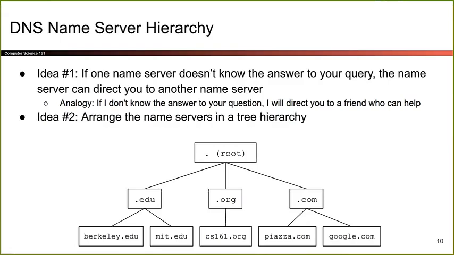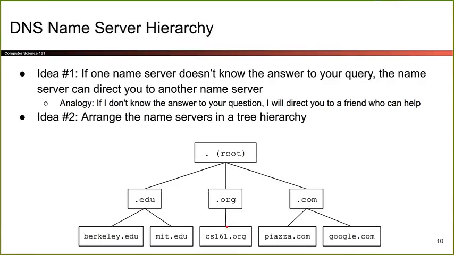And then the second idea is, instead of just arranging the name servers randomly, because then you might be bouncing around, right? You might say, I don't know, go ask Bob. And then Bob will say, I don't know, go ask Alice. And then Alice will say, I don't know, go ask Bob. And you'll be bouncing back and forth and never find an answer. So instead of having name servers all over the place, we're going to organize them into a tree.